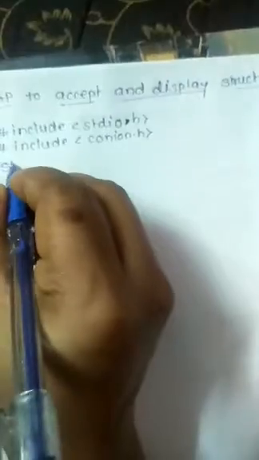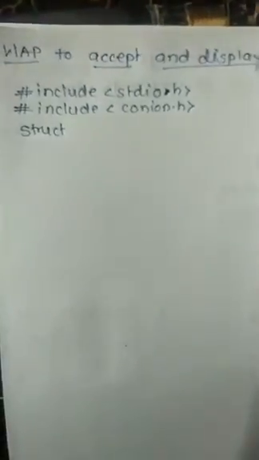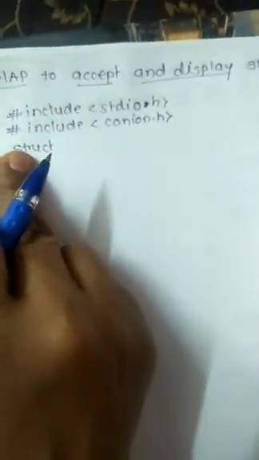Next, now I declare here the structure. This is the global declaration of a structure. You can write a local declaration or a global declaration of a structure as per your logic. So struct is the keyword, meaning I declare a structure here. What is my structure name? The structure name is student.